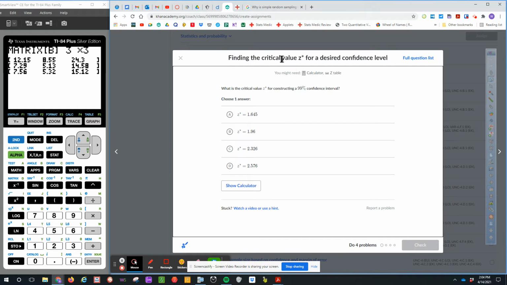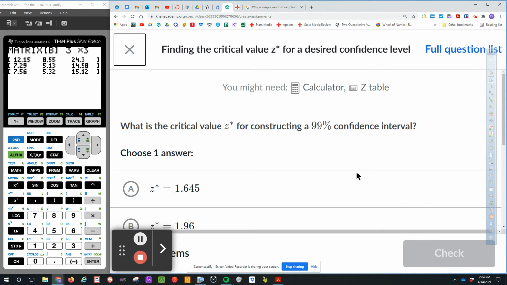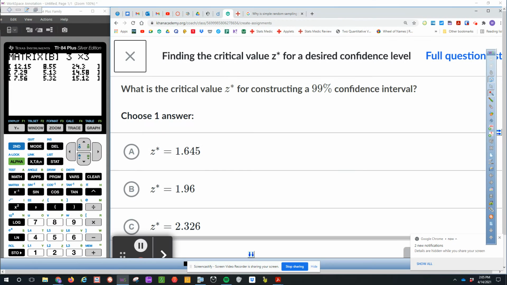Finding the critical value z star. What is the critical value z star for constructing a 99% confidence interval? The best thing to do is to draw a 99% confidence interval.